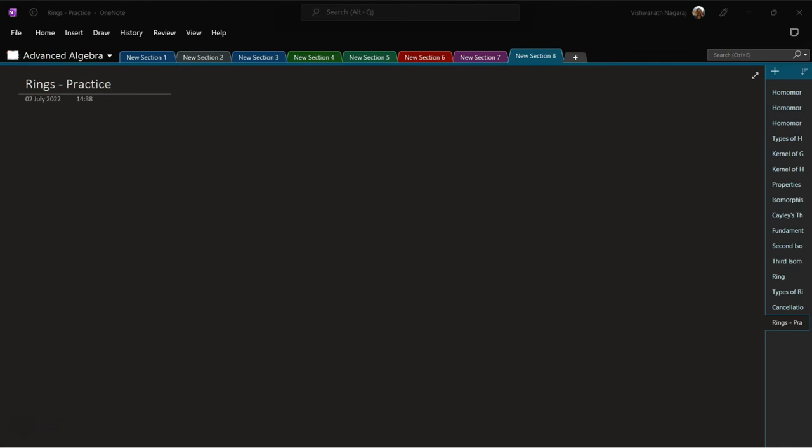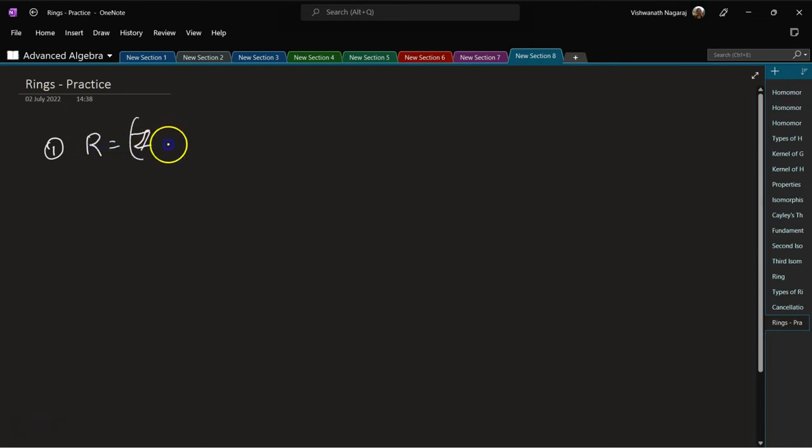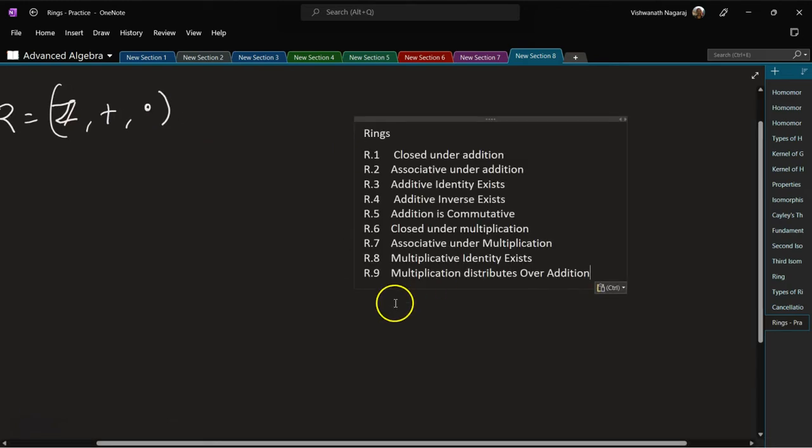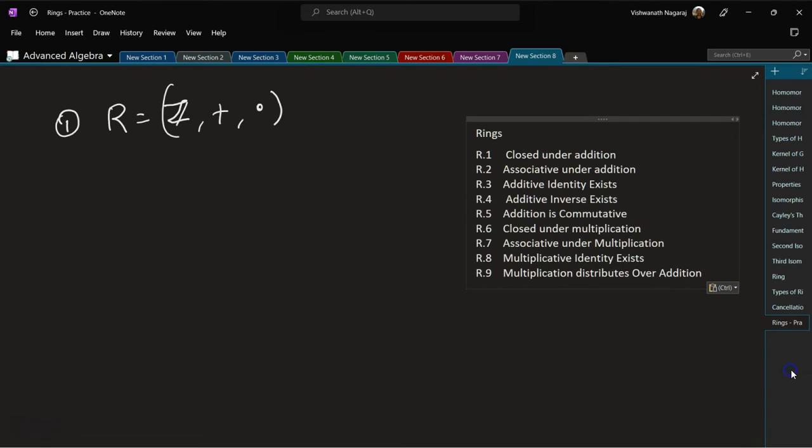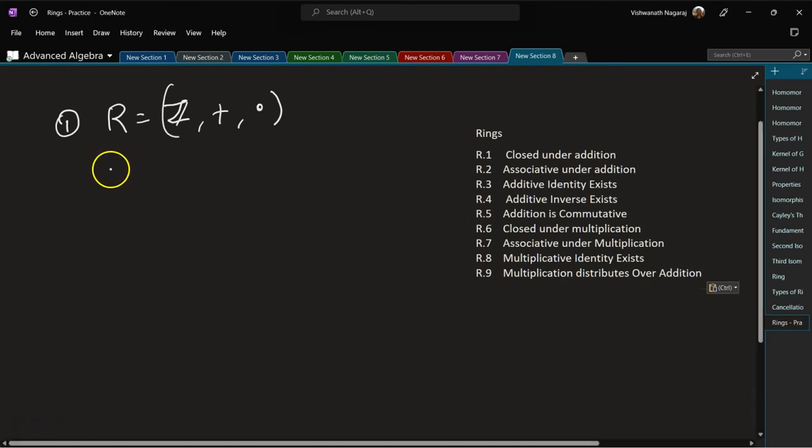Let's do some practice. Okay, so let's look at the first one, where we are talking of R is equal to the set of integers under addition and multiplication, right? So here what I find helpful is to have something like this, right? So the advantage is I can keep referring to it and keep taking care of it one by one.